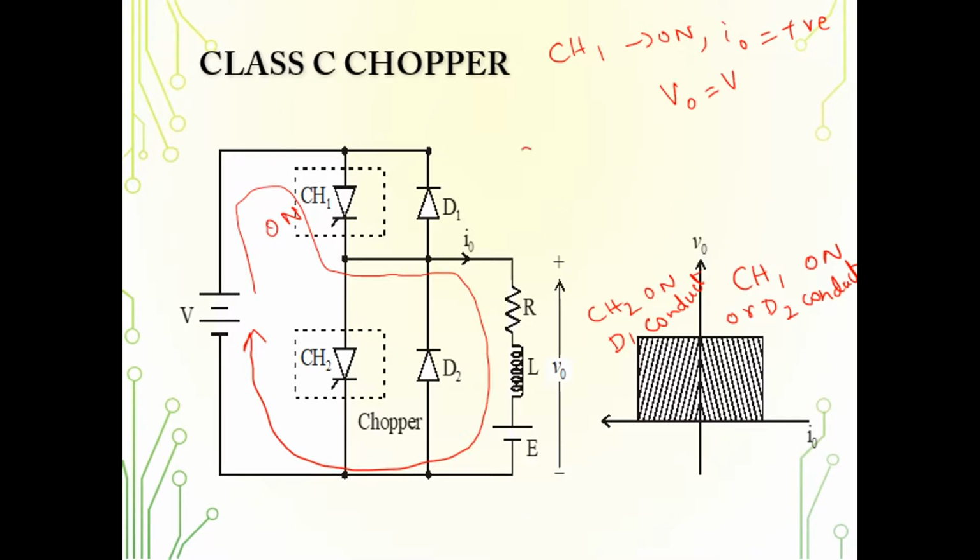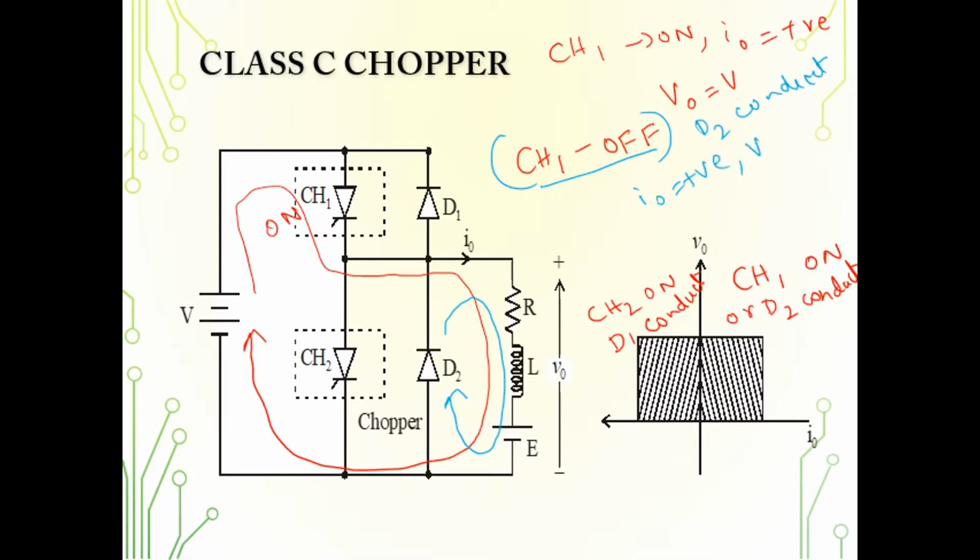Say when CH1 is off. So when you turn off CH1, the inductive current has to flow somewhere, no? Where does it flow? When CH1 is off, the current will continue to flow in the same direction but will flow through the diode. So when CH1 is off, D2 will conduct. I0 is positive itself, but V0 will be equal to 0. So this is completely the first quadrant operation.